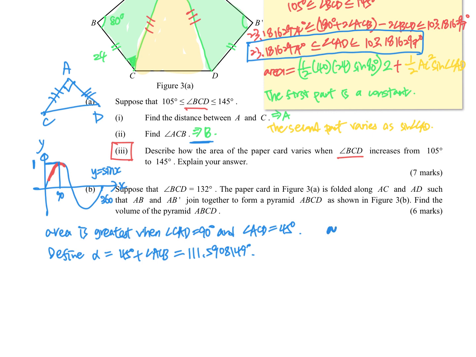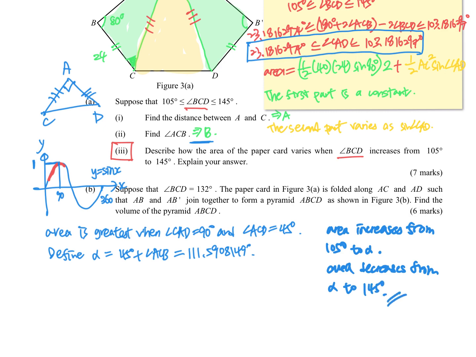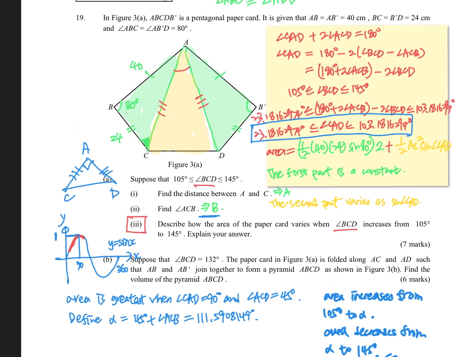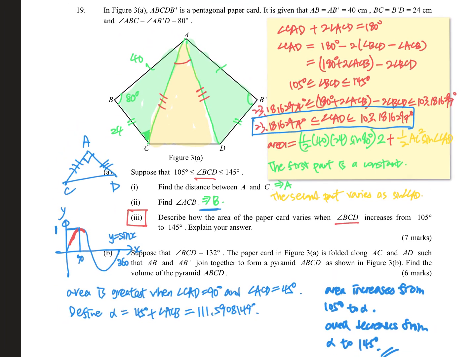We try to divide this, so the area will increase from 105 degrees to alpha, and then the area decreases afterwards from alpha to 145. And that's why we have the complete picture. I'm afraid this part will be the hardest part of the whole problem. And that's all for this part.